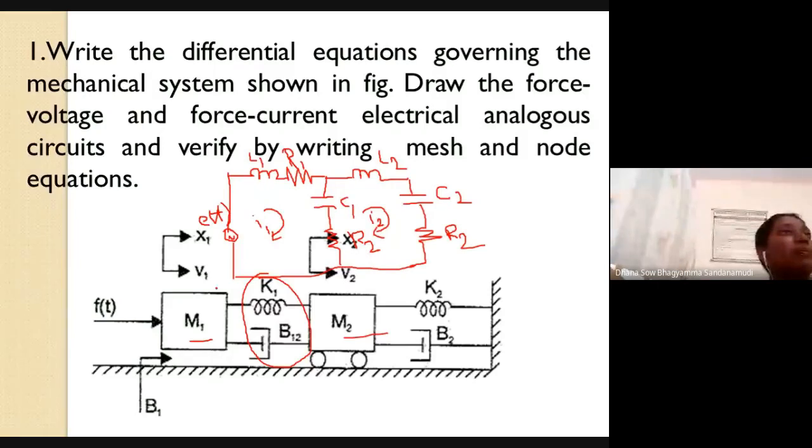Okay, so f of t, M1 is the source. To f of t, M1 and B1 are connected; to E of t, L1 is connected. In the other node, M2 is connected to K2 and B2. So M2, meaning L2, is connected to C2 and R2. All are connected to a reference. This is the reference, isn't it?